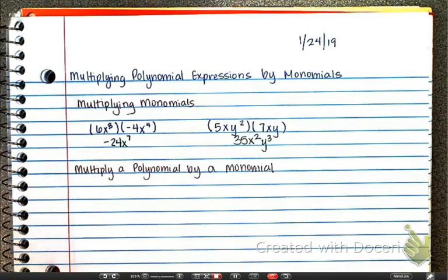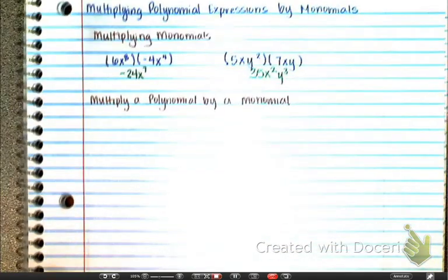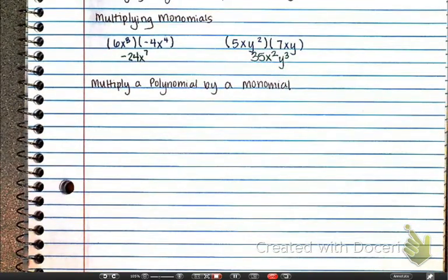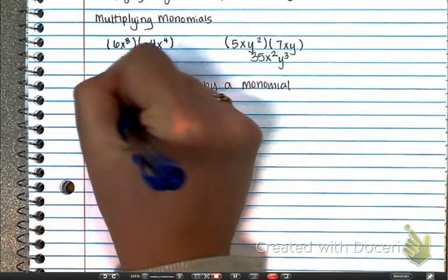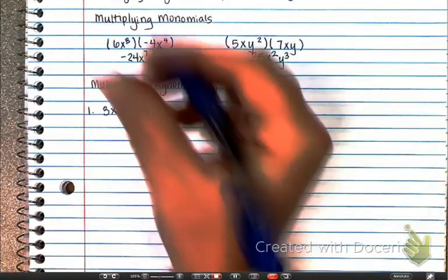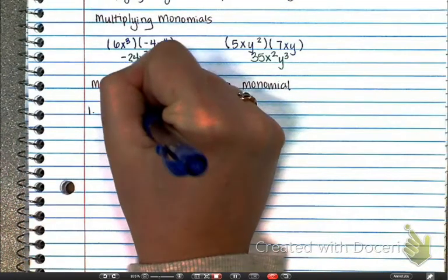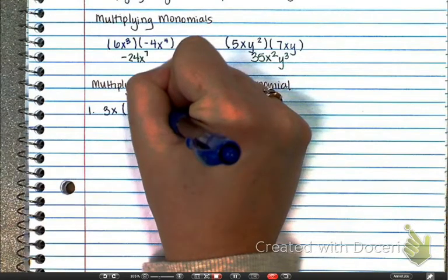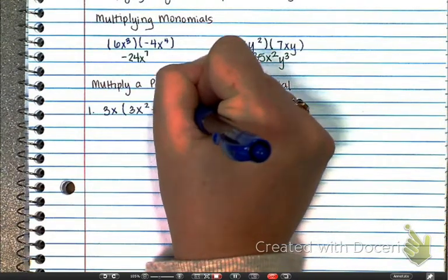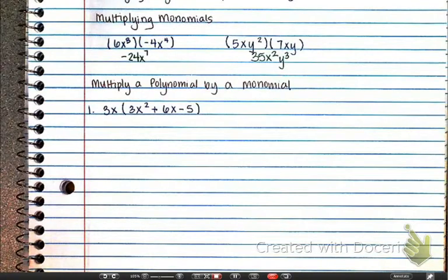Okay, so we're going to multiply a polynomial times a monomial. And the nice thing is you've dealt with the distributive property for quite a few years now, right? And so a lot of it is combining what we already know and have done. Okay, so my monomial is 3x. My polynomial is 3x squared plus 6x minus 5.